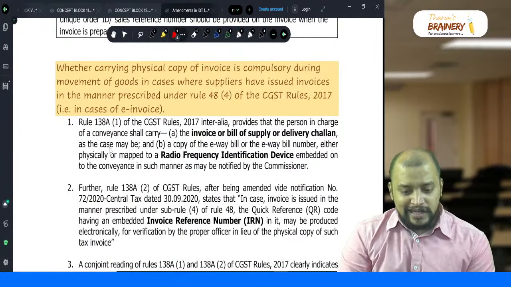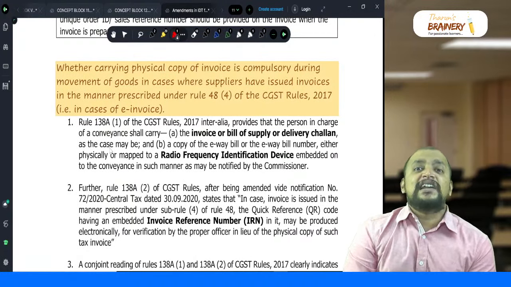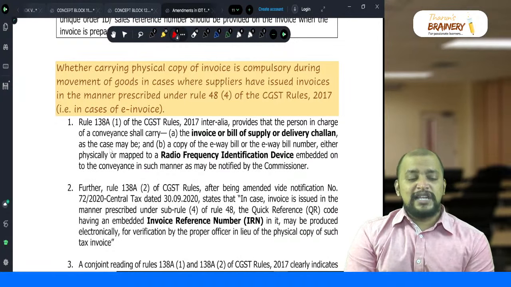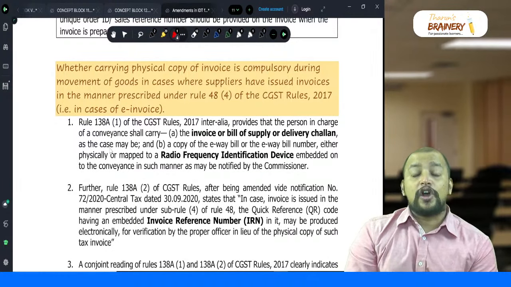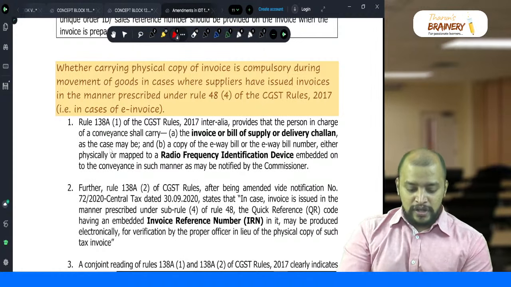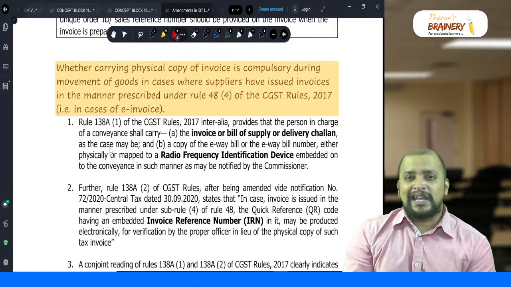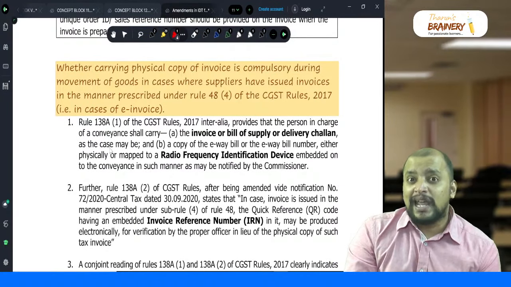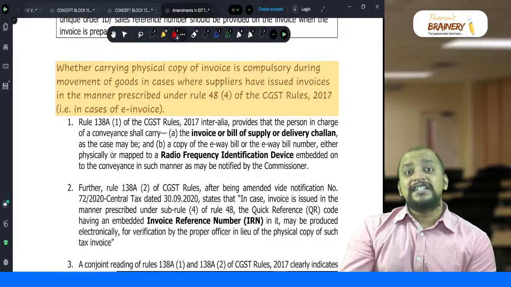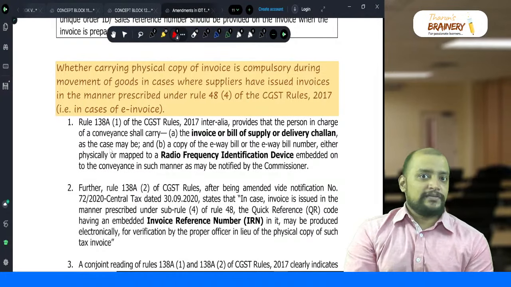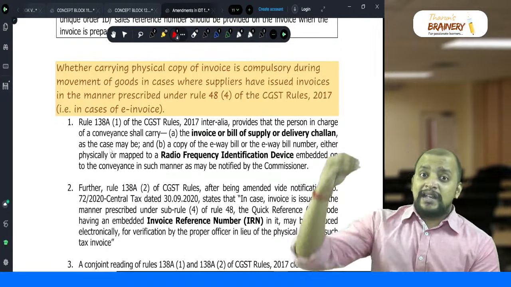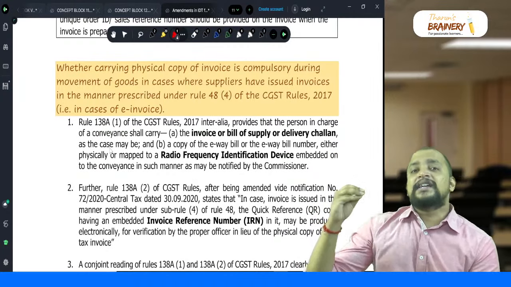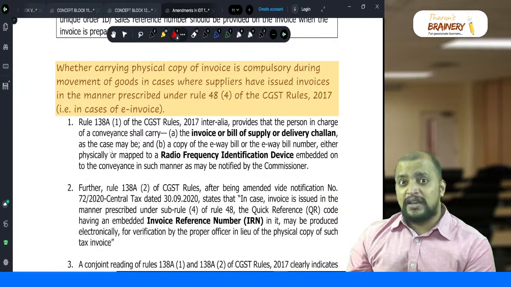Then one more circular is given related to carrying the physical copy of the invoice. You know that there will be 3 copies of the invoice in case of goods: original, duplicate and triplicate. Original is for the buyer. Duplicate is for the transporter. Triplicate is for the supplier, for accounting purposes. And the transporter should carry this tax invoice and e-way bill along with the vehicle.